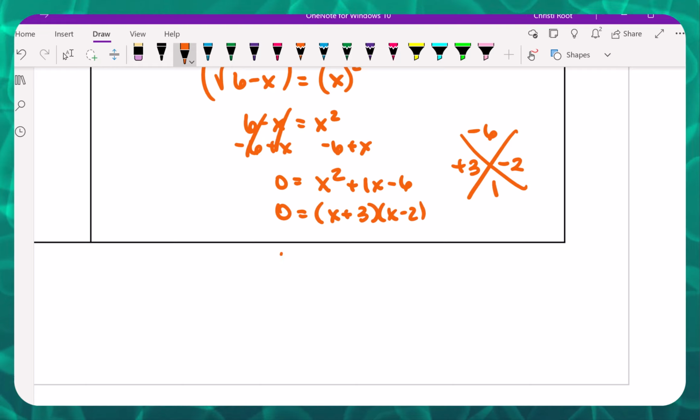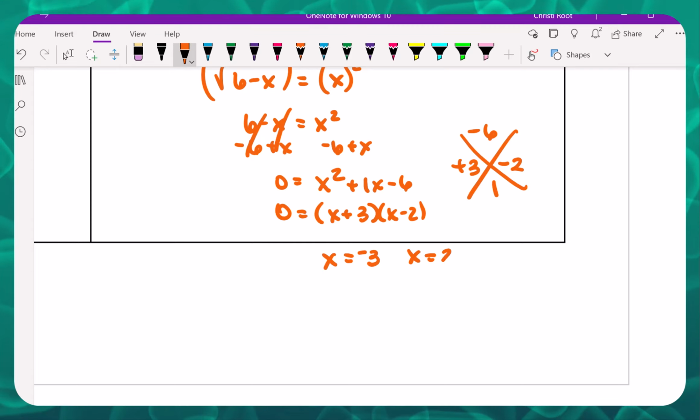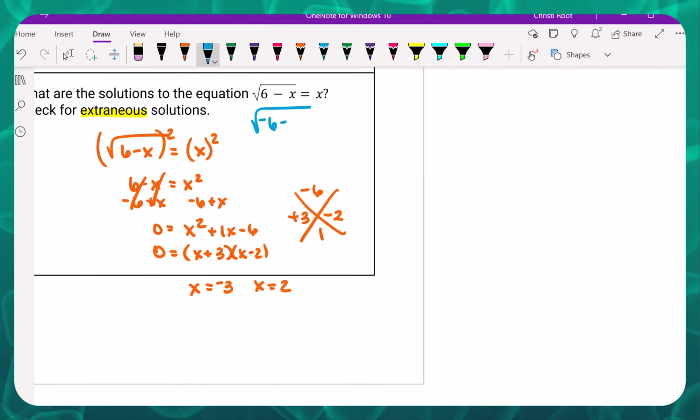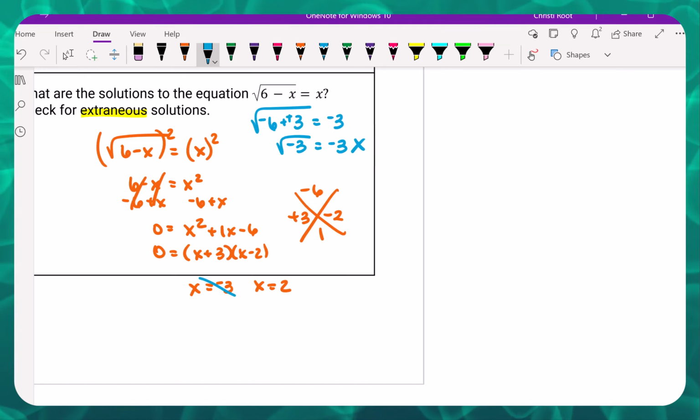Remember, factors aren't solutions. Oh, I don't need to put it equal to 0, so I'm just going to do this in my head. So it'll be -3 and +2. These are solutions, but that doesn't mean that they are going to work. So what I'm going to do is plug in -3 and see if this works. Over here on this side, I wound up with the square root of -3 equals -3. Absolutely not. So that is what we call an extraneous solution.